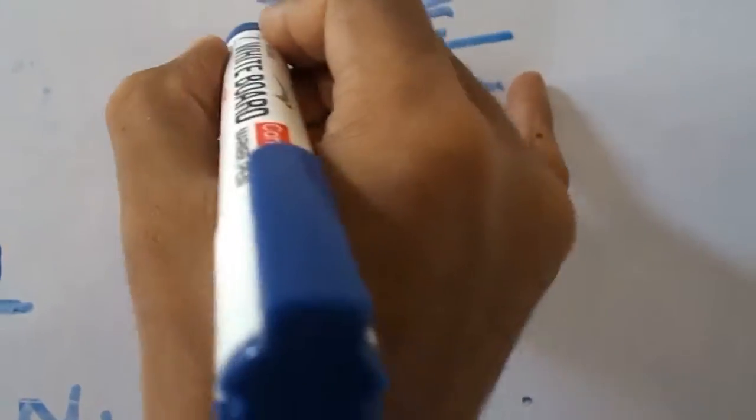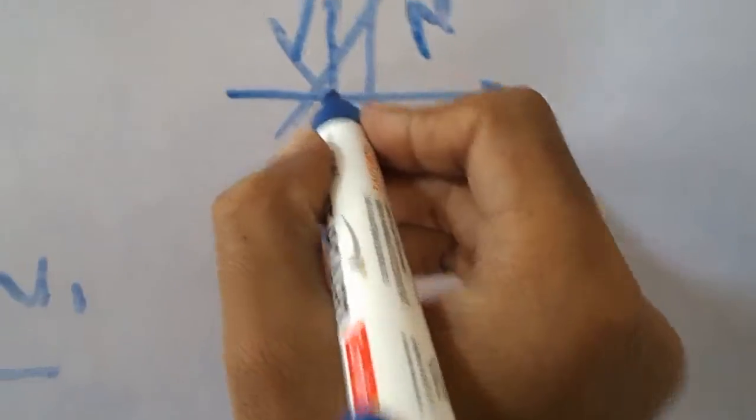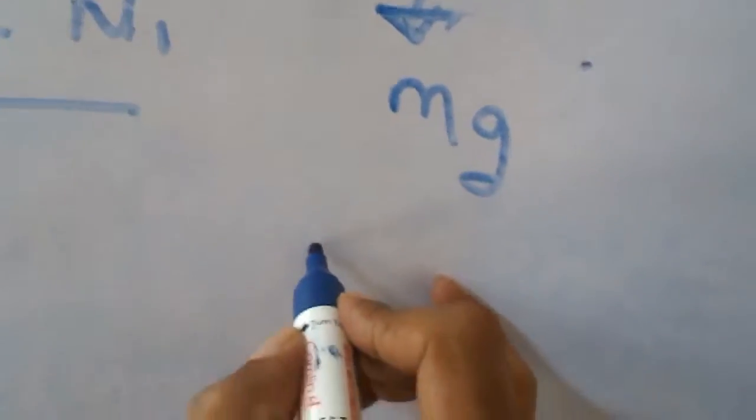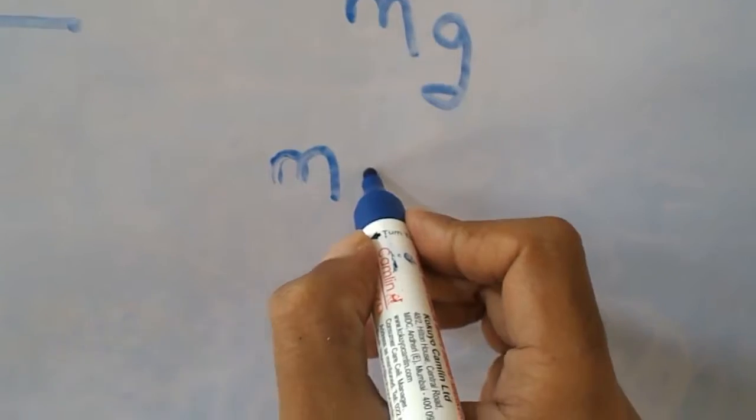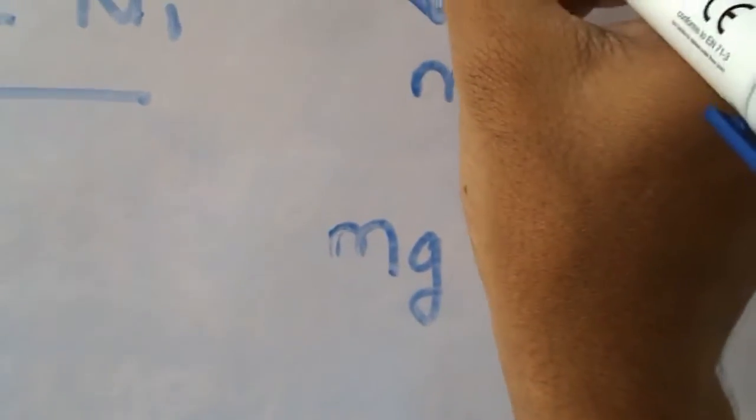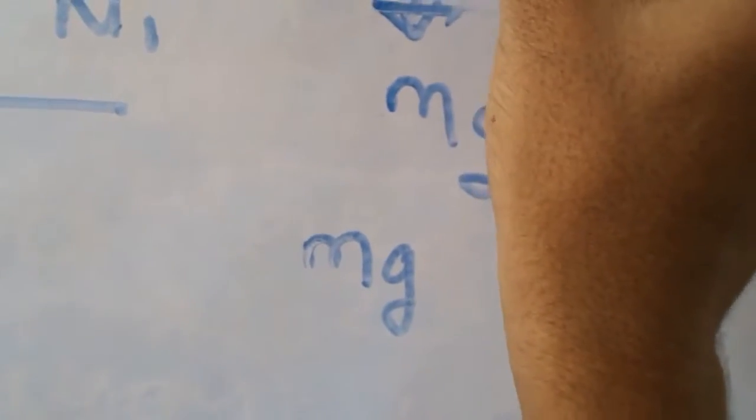Let me suppose this is NA, this is NB. So these supports will balance each other along this axis. Let me write down the equation only along this. What can I write? Mg. If you look very carefully, this angle will be theta, and this angle will be 90 minus theta.